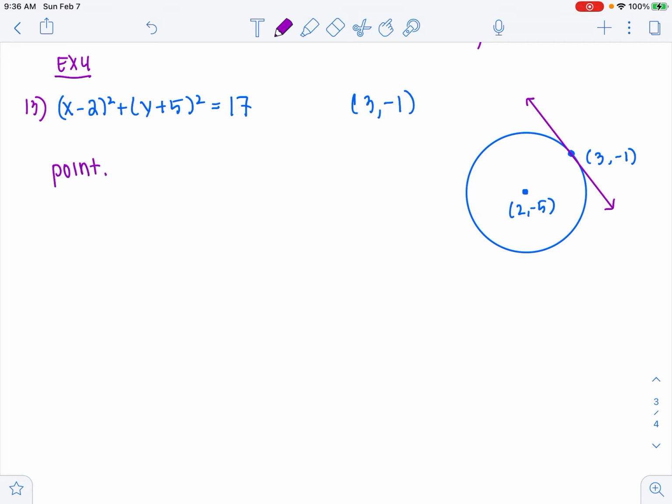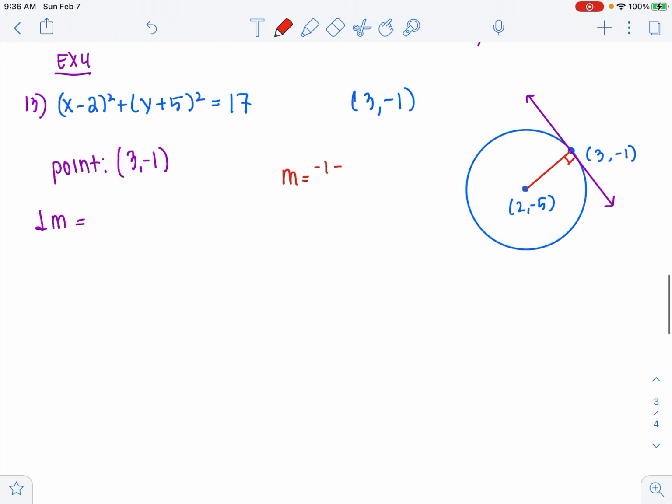To write an equation of that purple line, I need, first off, a point on the line. I have a point on the line. It's 3, negative 1. I also need the slope of that line, which is going to end up being perpendicular to the slope that I do find. So let's find the slope of this red line right here, which is the radius that's perpendicular to my tangent line. So I'm going to do m equals y2, which I'll call that -1, minus y1, which is -5, so I'll change it to +5, over x2, which is 3, minus x1, which is 2. So I get 4 over 1, which is 4.